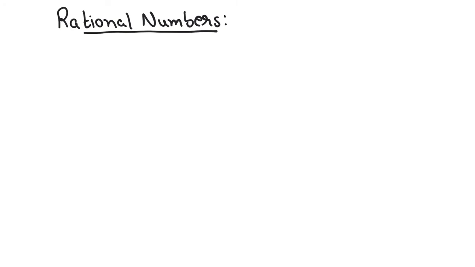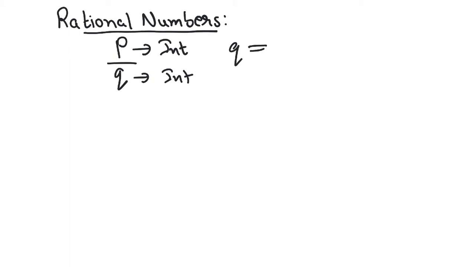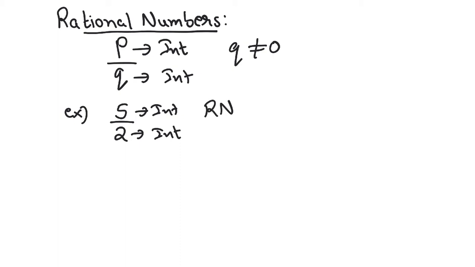We learnt in our previous lesson what rational numbers are. Remember, a rational number is any number that can be written in the form p over q, where p is an integer and q is an integer and q cannot be equal to 0. Such a number is called a rational number. For example, 5 over 2. 5 is an integer, 2 is an integer, and of course 2 is not equal to 0. Therefore, 5 over 2 is a rational number.